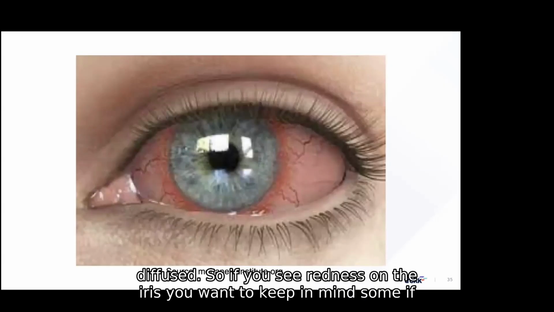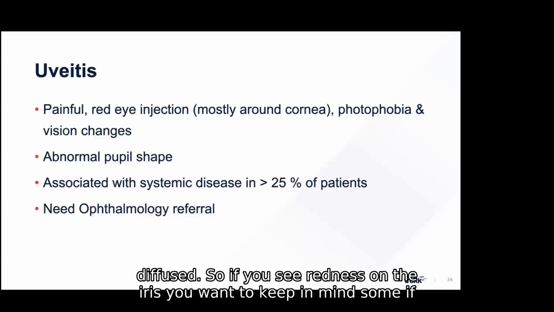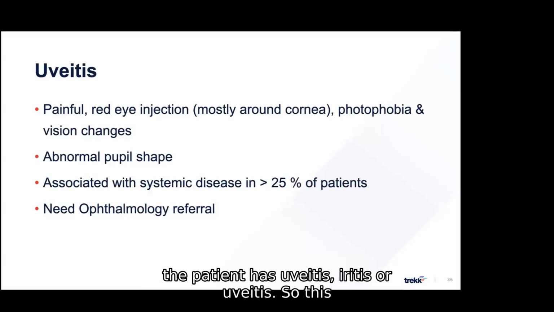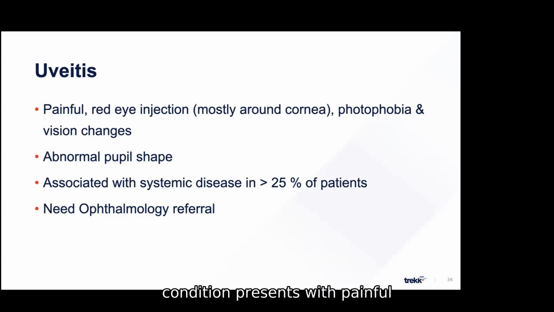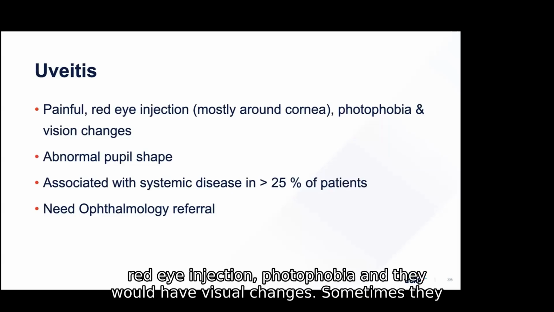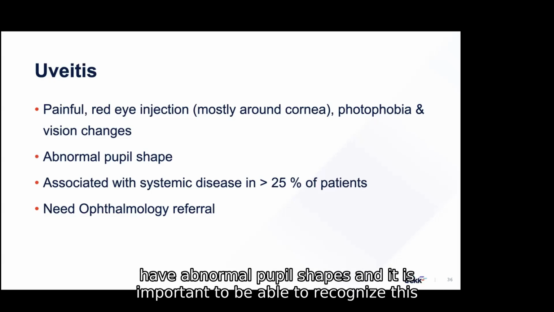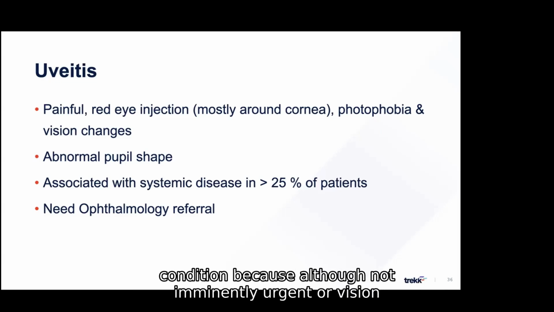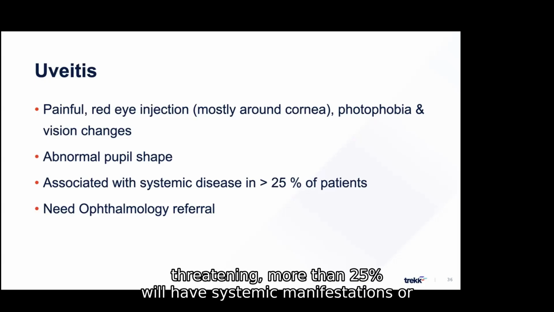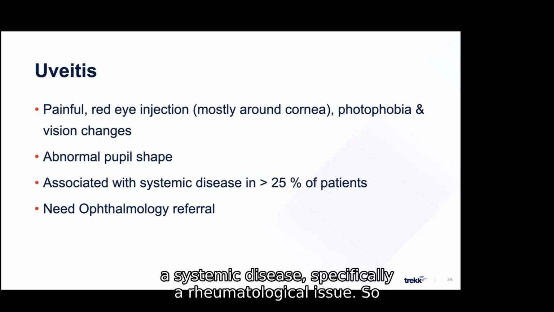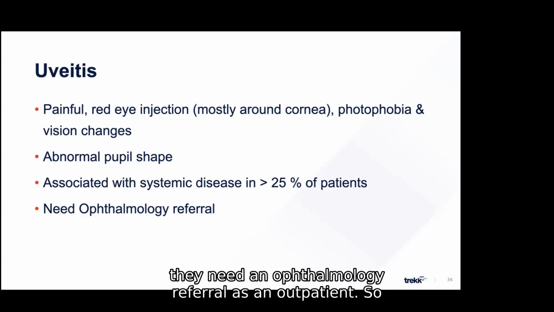So if you see redness around the iris, you want to keep in mind if the patient has iritis or uveitis. This condition presents with painful red eye injection, photophobia, and they would have visual changes. Sometimes they have abnormal pupil shapes, and it is important to be able to recognize this condition because although not imminently urgent or vision threatening, more than 25% will have systemic manifestations or a systemic disease, specifically a rheumatological issue. So they need an ophthalmology referral as an outpatient.